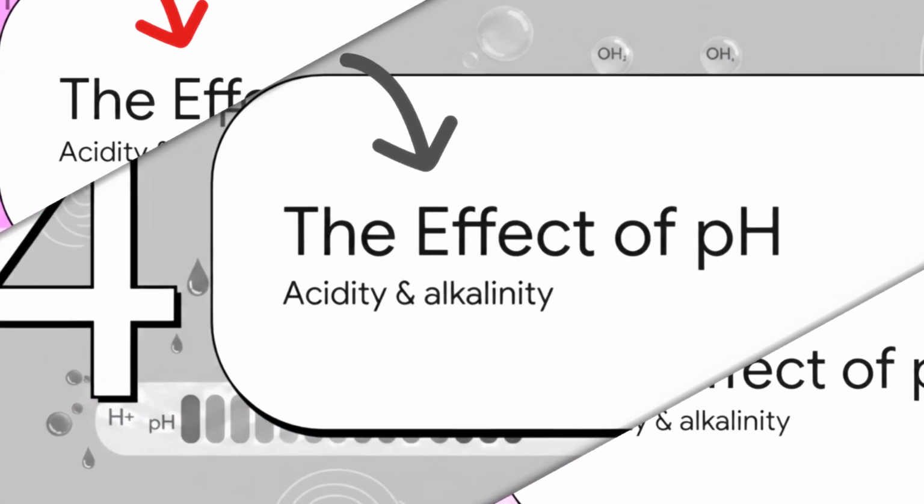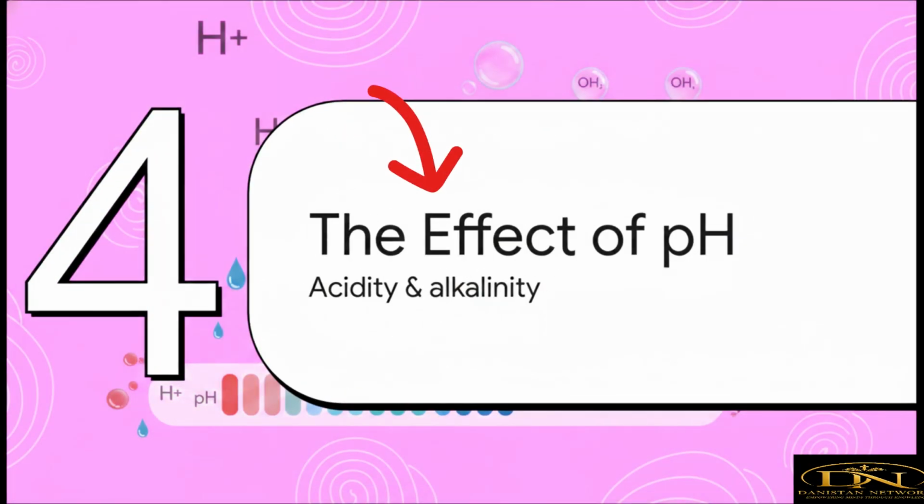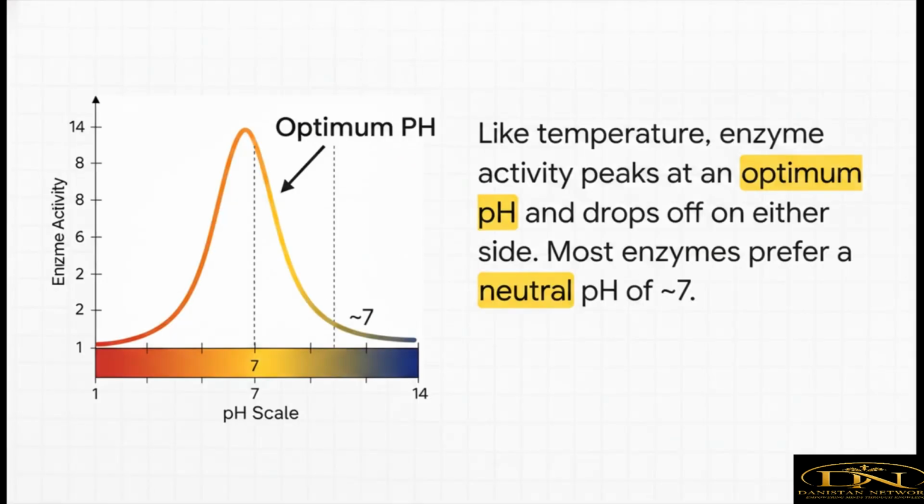Now, for our last major factor, and you'll see it behaves in a way that's surprisingly similar to temperature. I'm talking about pH. Turns out, an enzyme is just as picky about the acidity or alkalinity of its environment. And would you look at that? It's another bell-shaped curve. Just like with temperature, there's a perfect optimal pH where the enzyme does its best work.